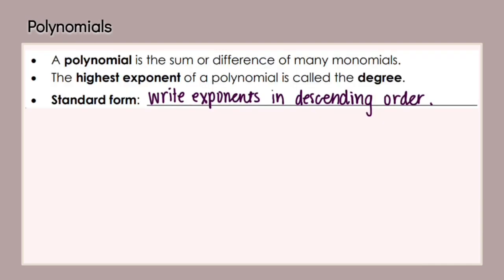Polynomials are the sum or difference of many monomials. And the highest exponent of a polynomial is called the degree. This is going to be important. Standard form is when we write those exponents in descending order.